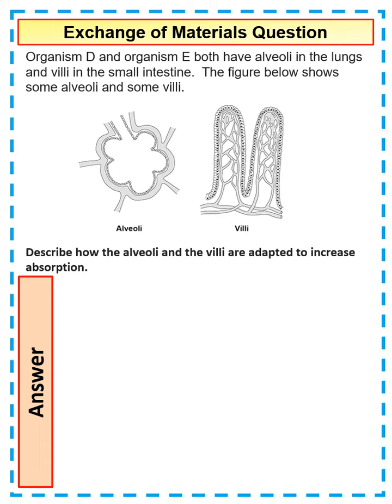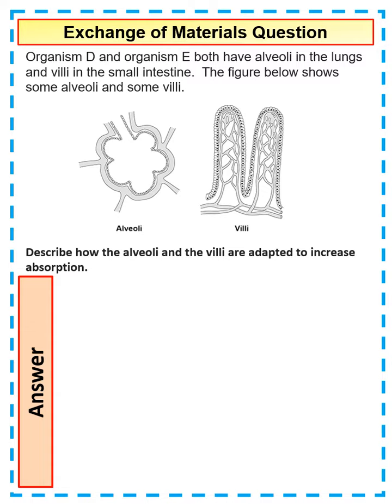So in this question, we're just going to look at the exchange of materials in alveoli and in villi. This is a level 3 question, so it allegedly is quite hard. Organism D and organism E both have alveoli in the lungs and villi in the small intestine. The figure below shows some alveoli and villi.